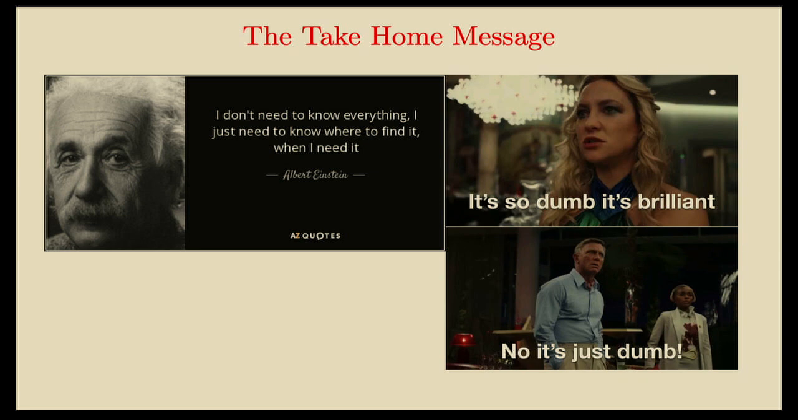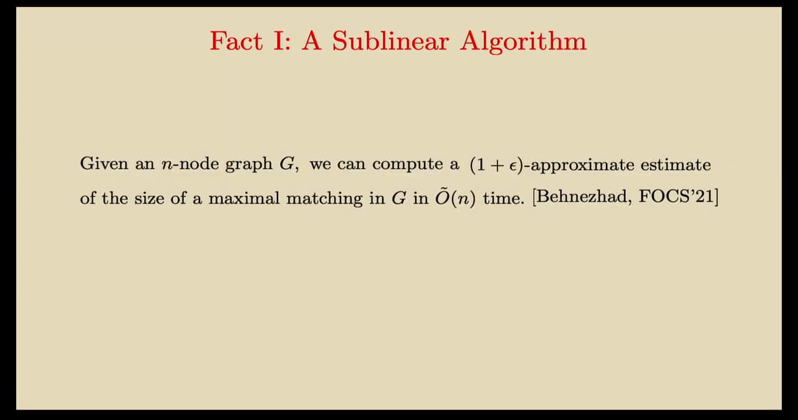Okay. So, what are the 3 facts? Fact 1, sublinear algorithm. Sohail has a very elegant algorithm from 2 years back, which says that you can obtain a 1 plus epsilon approximate estimate of the size of maximal matching in a graph in n polylog n time. It is much faster than n square.